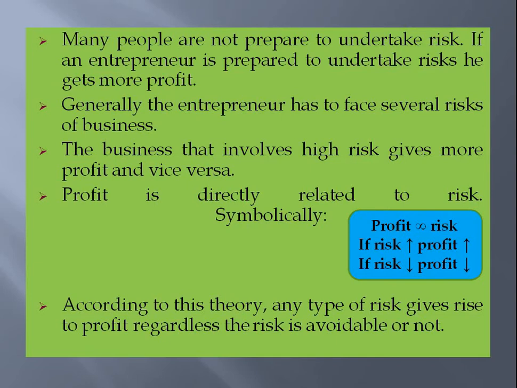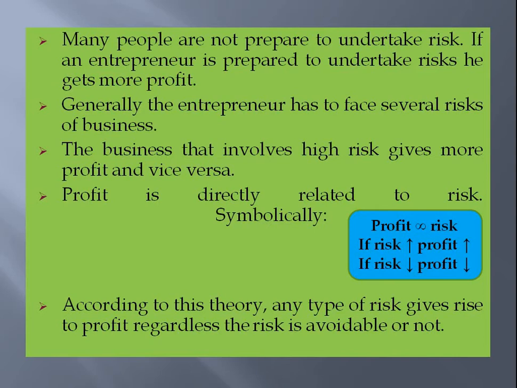So generally an entrepreneur has to face several risks in business. For example, you might be an entrepreneur, I might be an entrepreneur. Both entrepreneurs will not have the same risks; we will have different types of risk according to the product we produce and the market we sell in. So businesses that involve higher risk give more profit, and businesses with lower risk give less profit. That is what this theory of profit means here.